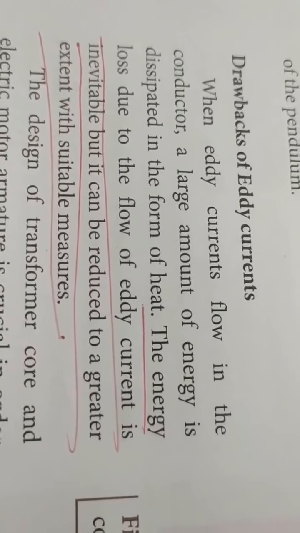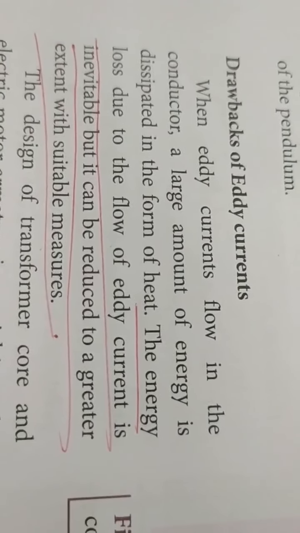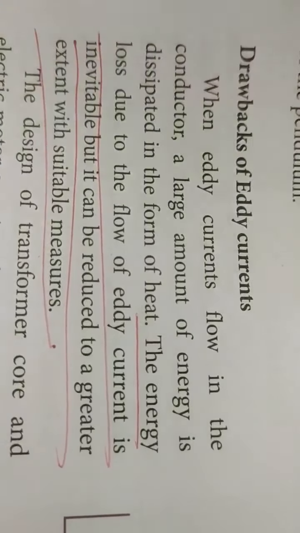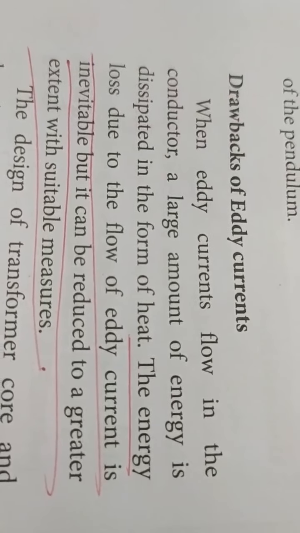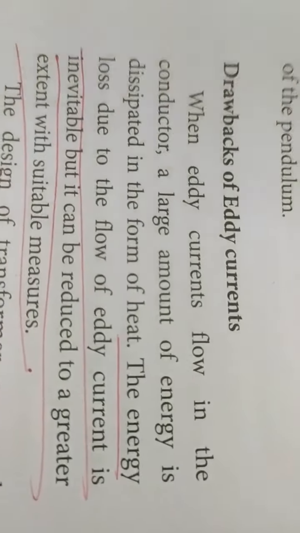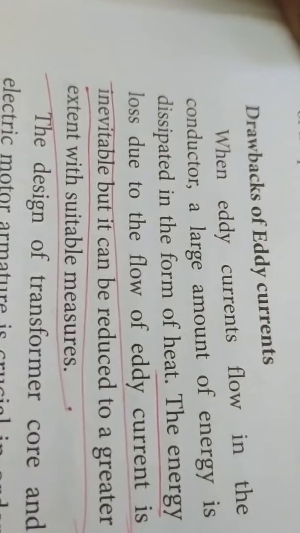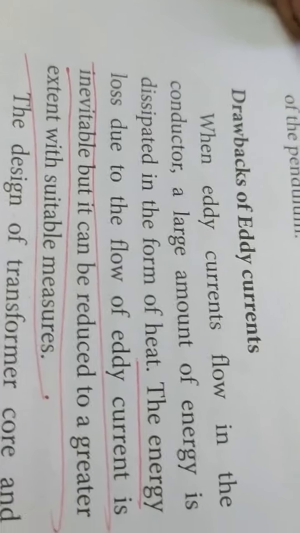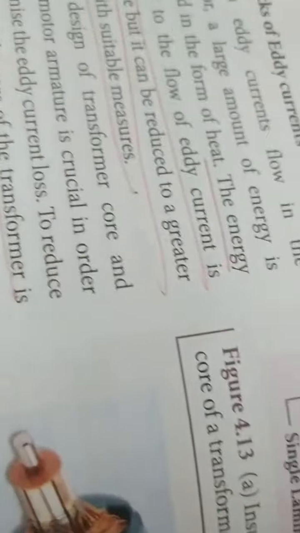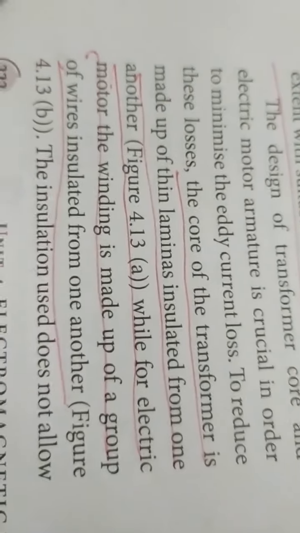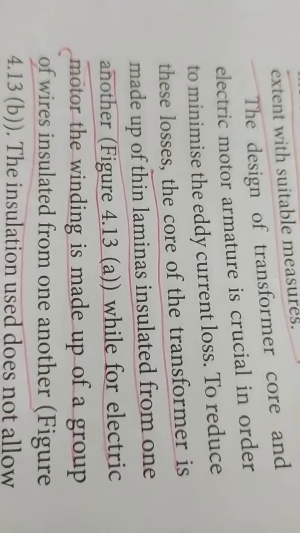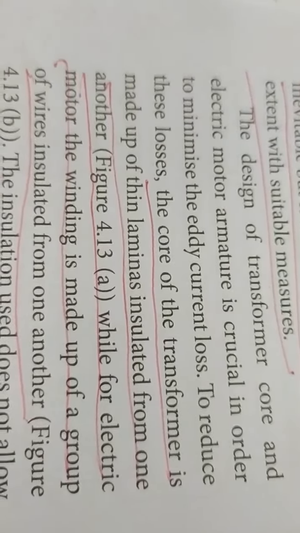Now the drawbacks of eddy currents. There is the formation of heat, that we shall know. The energy loss due to the flow of eddy current is inevitable, but it can be reduced to a greater extent with suitable measures. In some cases, the formation of eddy currents will produce a lot of heat energy, and this heat energy causes a loss of energy. To avoid this, the core of the transformer is made up of thin laminas. They are cut into small plates and insulated from one another.